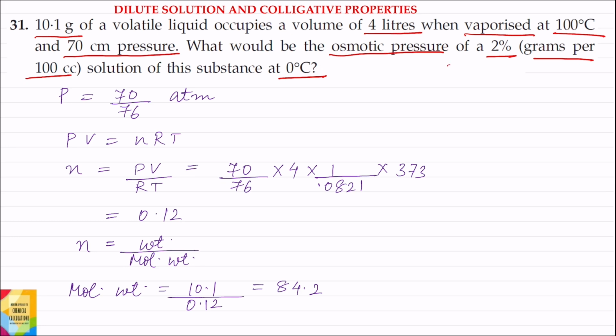2% को हम लिख सकते हैं 2/100. तो 2% का मतलब हो गया न्यूमरेटर में this 2 is the weight of solute. So weight of solute is 2 grams and volume of solution is 100 centimeter cube. Now the value of R used in this question will be 0.0821 liters atmosphere पर केल्विन पर मोल.